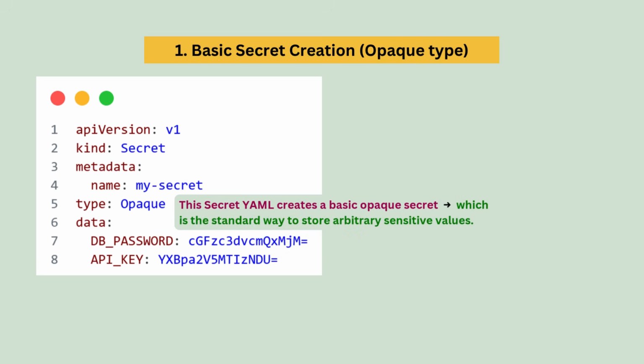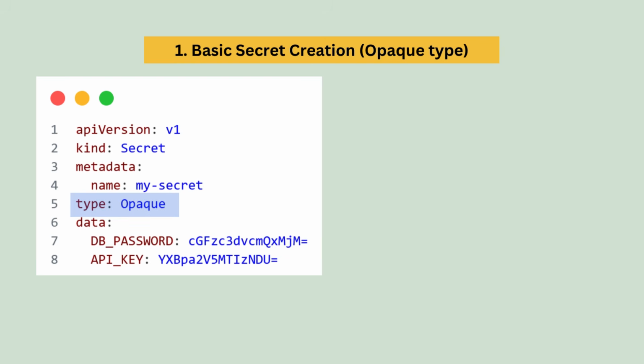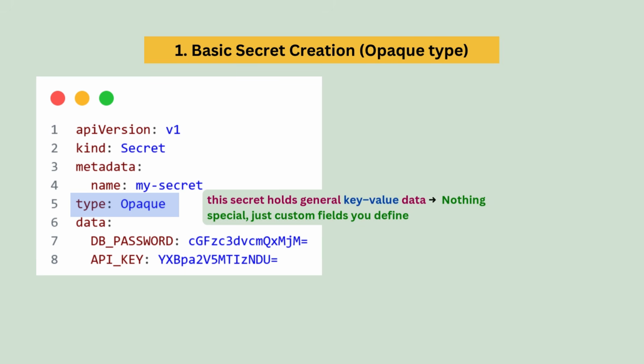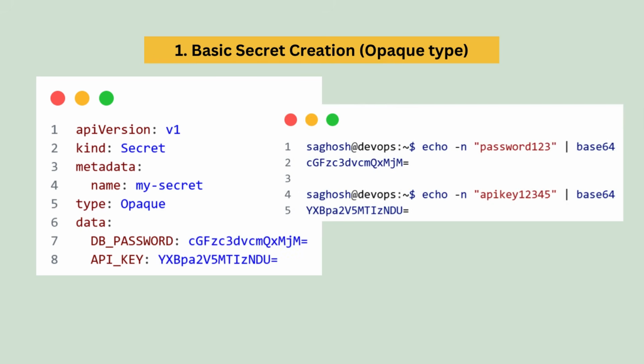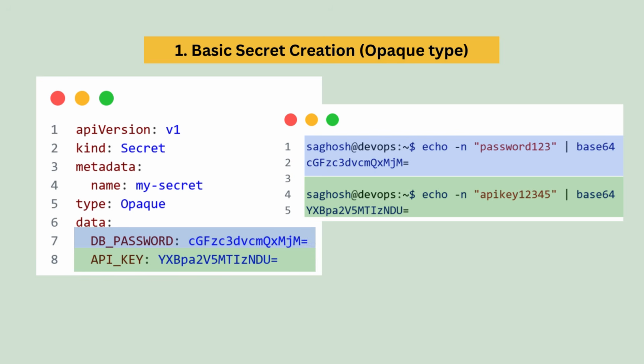This secret YAML creates a basic opaque secret, which is the standard way to store arbitrary sensitive values. Inside it, this type Opaque tells Kubernetes that this secret holds general key-value data. Nothing special, just custom fields you define. Then this section holds the actual secret values, but they must be base64 encoded. So before putting them here, you encode them yourself with this command, echo -n your-password piped to base64, and it gives you the base64 encoded format.